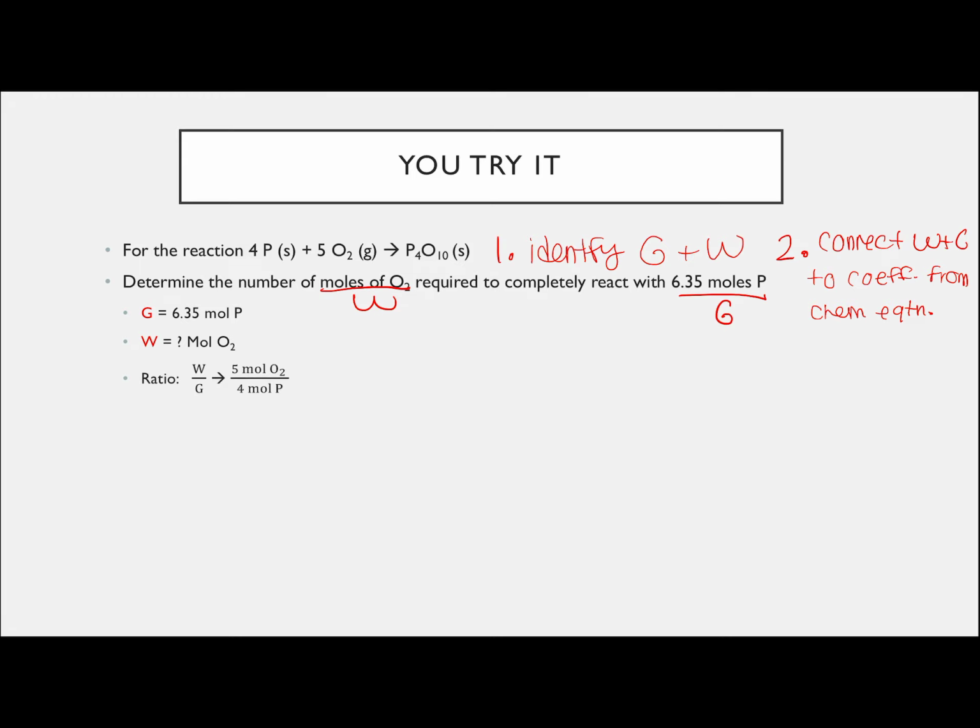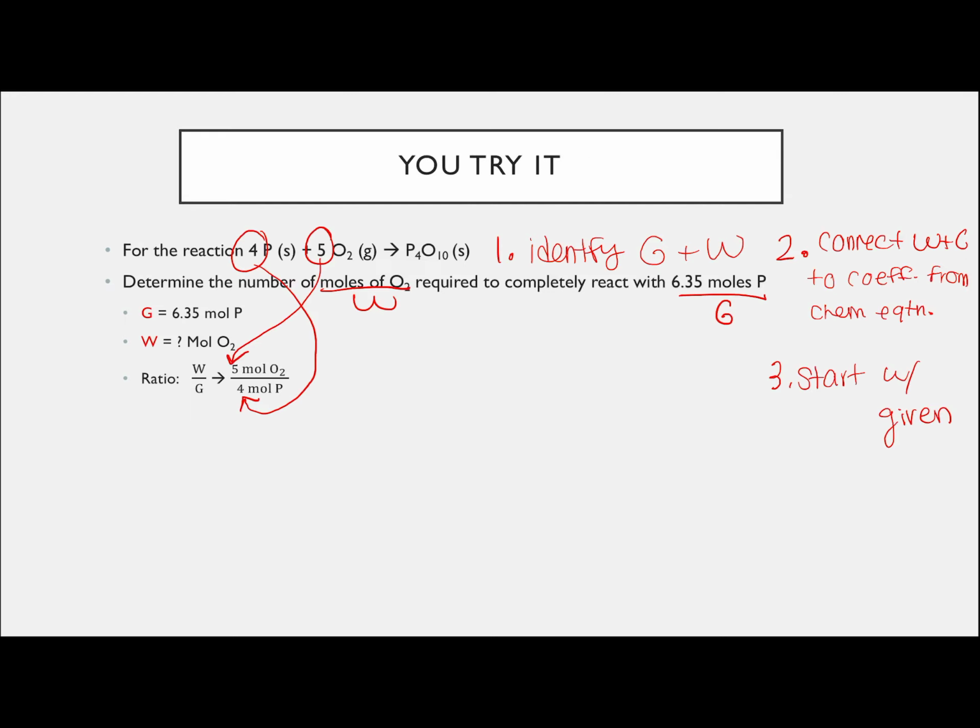All right, here is our ratio. Wanted over given. Wanted is for oxygen, 5 moles. Given, 4 moles. Now, pause the video again, starting off with the given to solve the problem. When you play, I'll go through the rest. All right, let's do the rest.